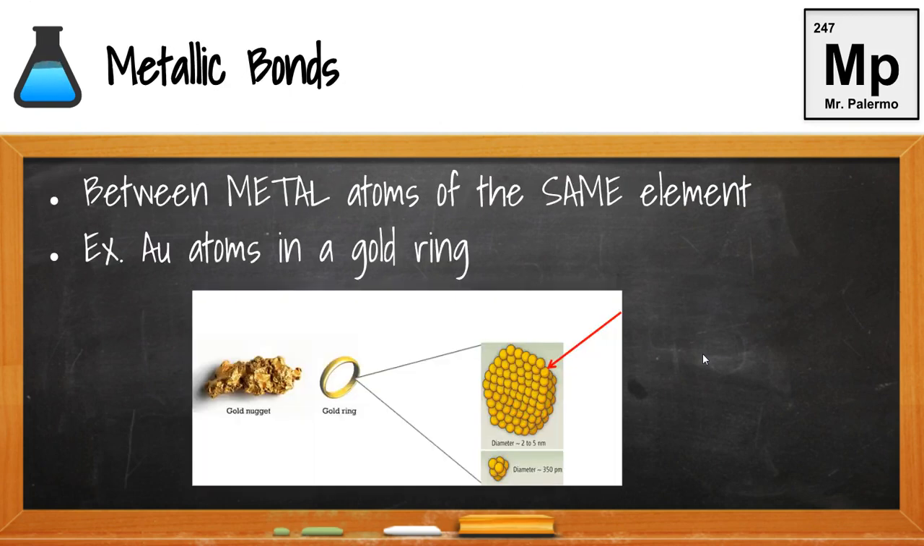Lastly, let's look at metallic bonds. Metallic bonds don't occur between two different metals. They occur between metal atoms of the same element. So for example, gold atoms in a gold ring. So if we look at a gold ring, if I could zoom in and see all the atoms, what is holding the atoms together? That's a metallic bond.